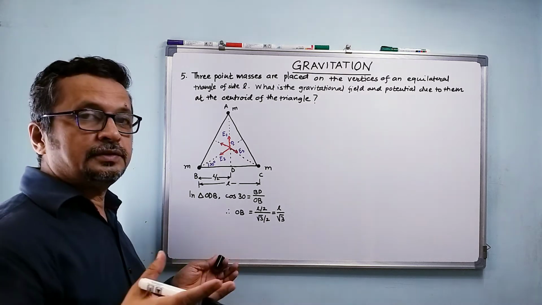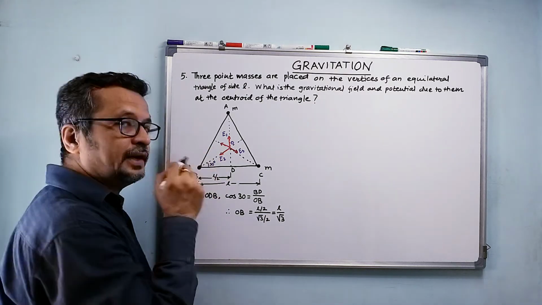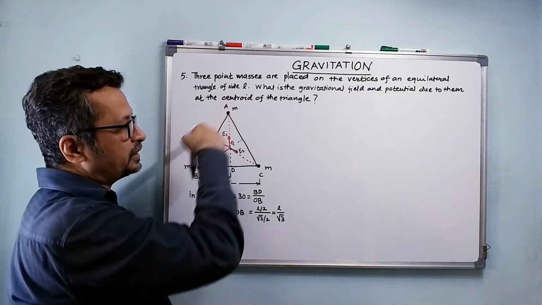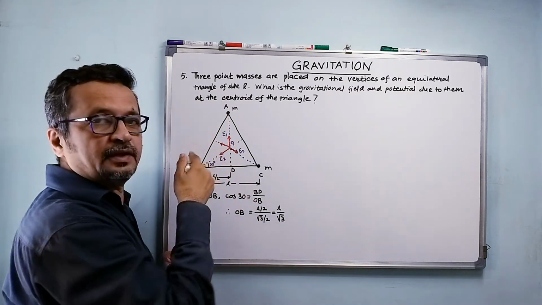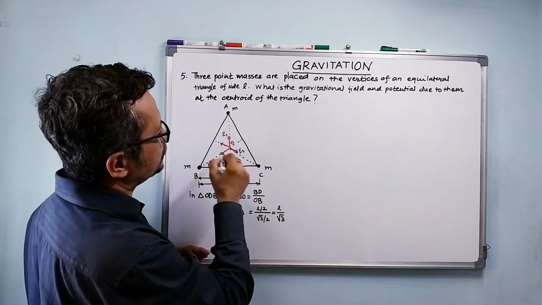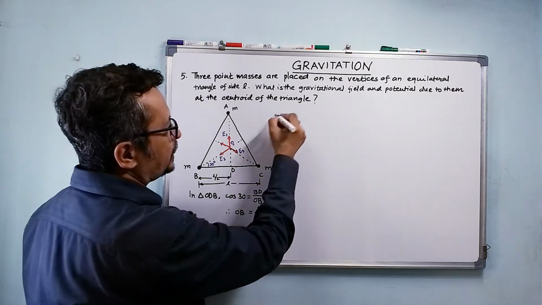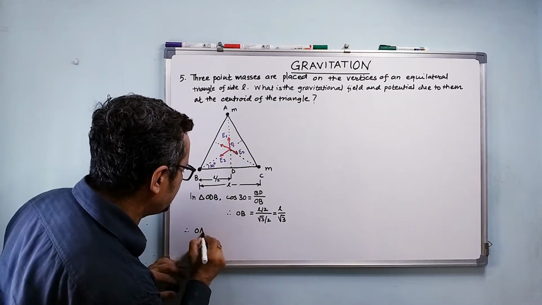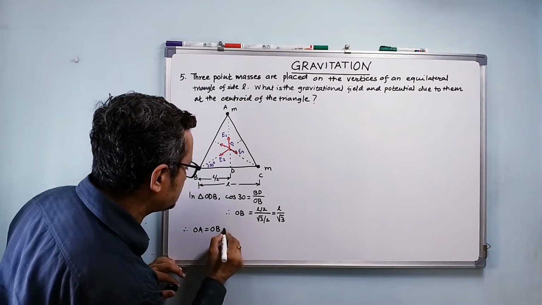Now why did I do this? Because I want to find the gravitational field at point O due to all the three masses, and over here by simple geometry you can see that OB is equal to OA is equal to OC. So I can write here that therefore OA is equal to OB is equal to OC.